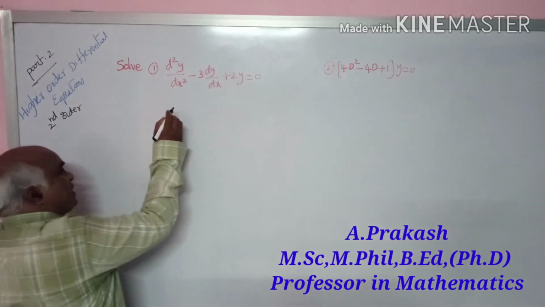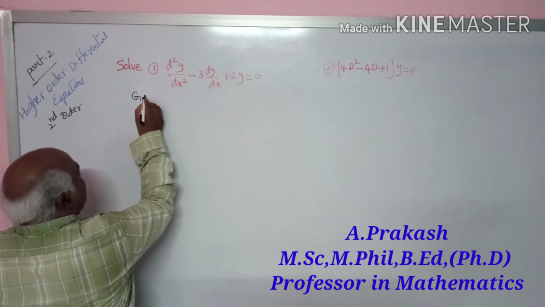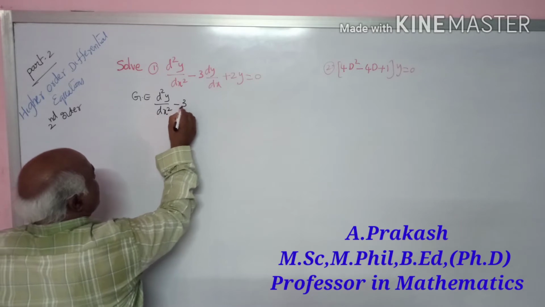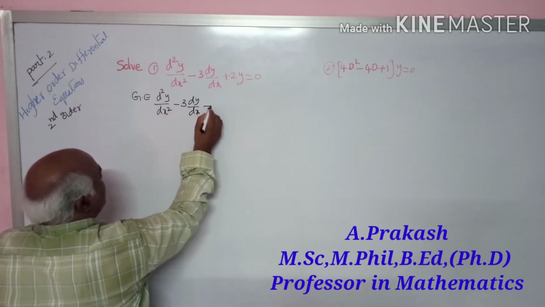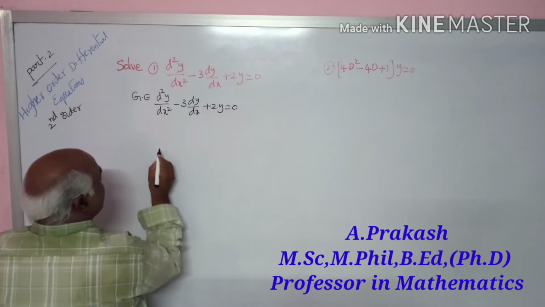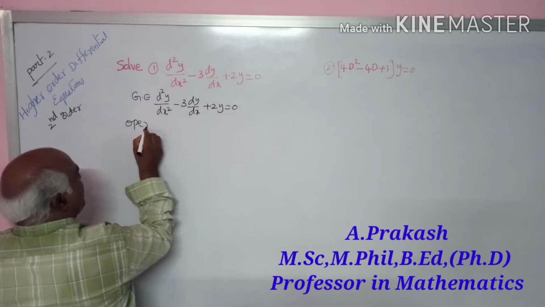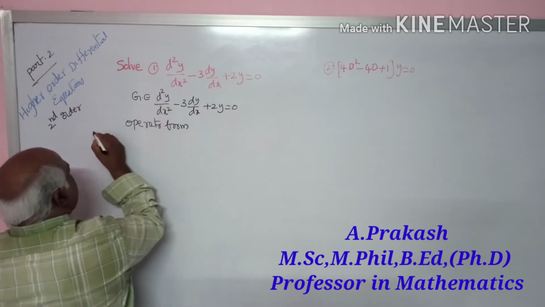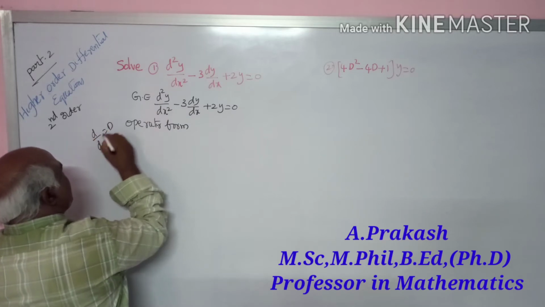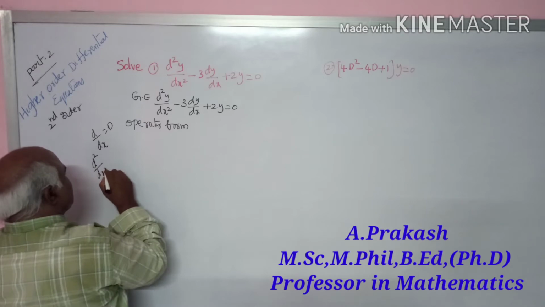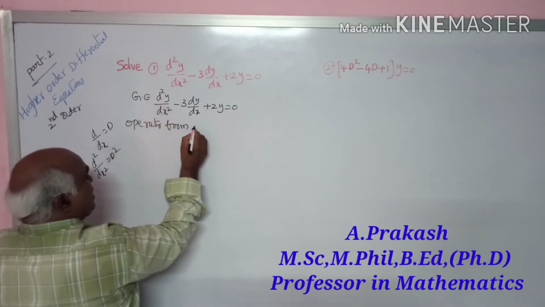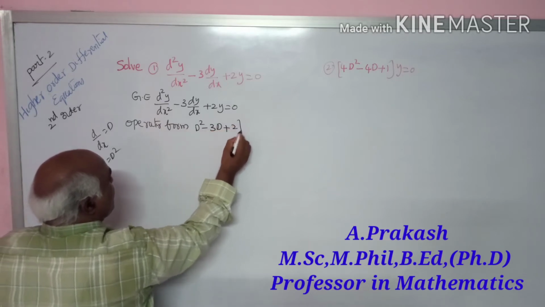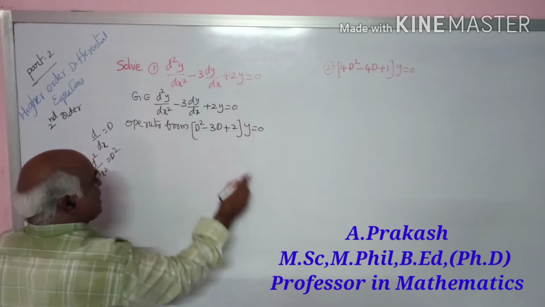For solving this type of equations, first we write the given equation. What is the given equation? d square y by dx square minus 3 into dy by dx plus 2y is equal to 0. Next, write the operator form. What is the operator form? Put d by dx is equal to capital D, d square by dx square is equal to capital D square. You can transform it to the form D square minus 3D plus 2, with y common, and it is called the operator form.